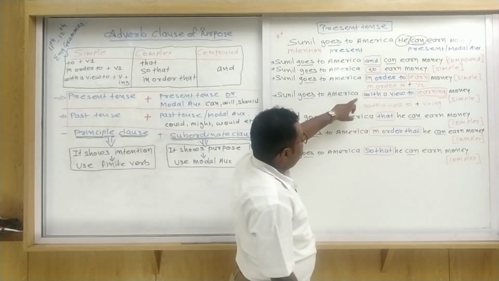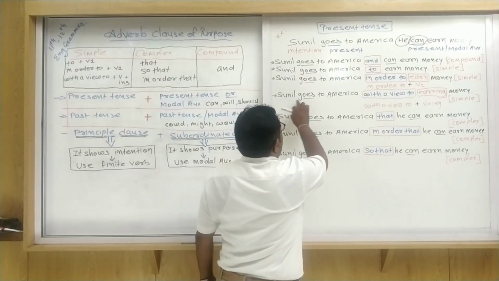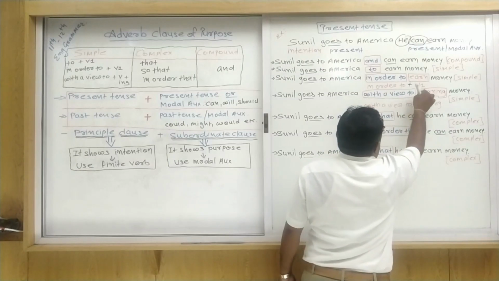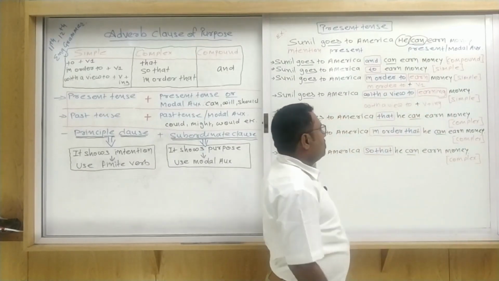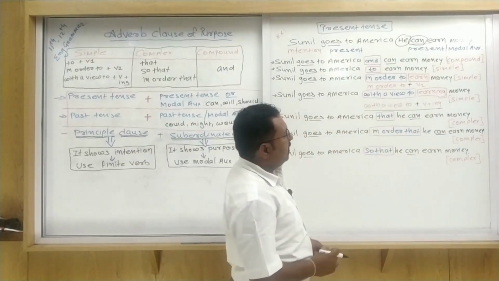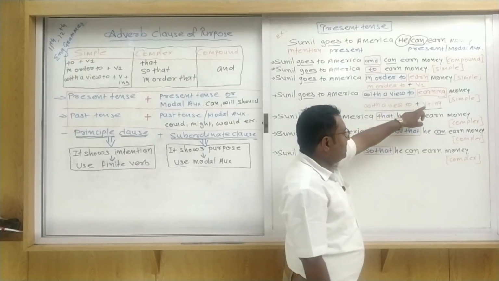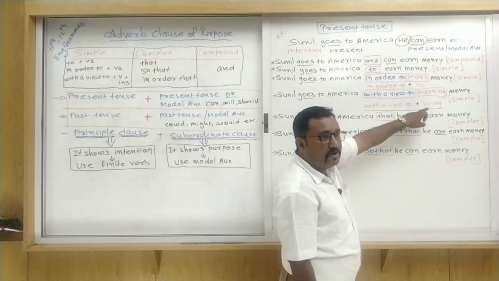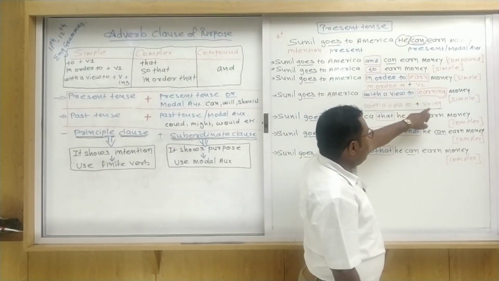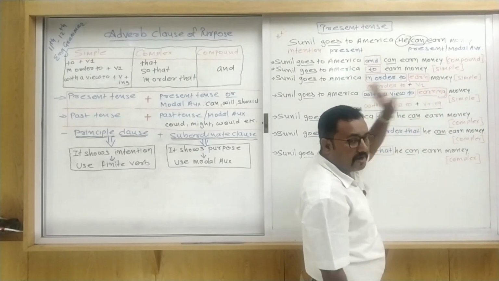And suppose we use here with a view to. So Sunil goes to America with a view to earning money. So dear friends, you can see that with a view to plus verb plus ing. When I use with a view to here, it is compulsory to use verb plus ing. So what is the verb here? Earn. So you add ing: with a view to earning money.